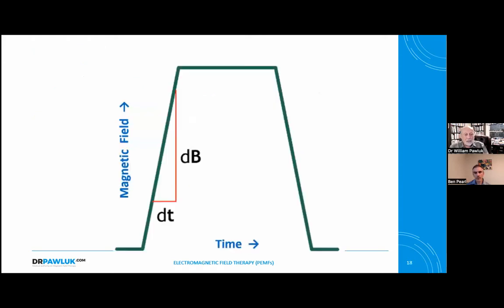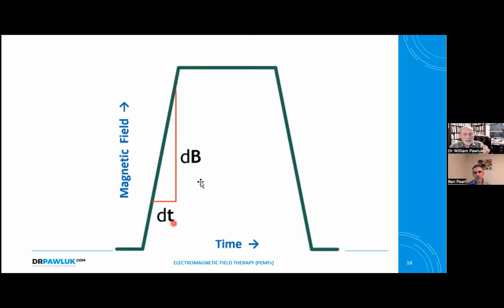All right, so dB/dt means dB is the change in intensity of the magnetic field. B is the scientific term, shorthand, for magnetic field intensity. D is delta, or the change. So it's the change in the magnetic field intensity divided by the change in time, dt. In other words, you cannot go from 0 magnetic field intensity to 100% without there being a time element. It's impossible to generate a magnetic field from 0 to 100 without having a time element.